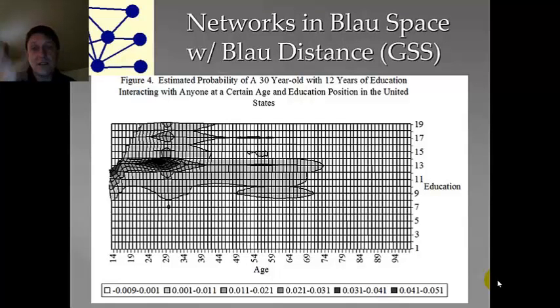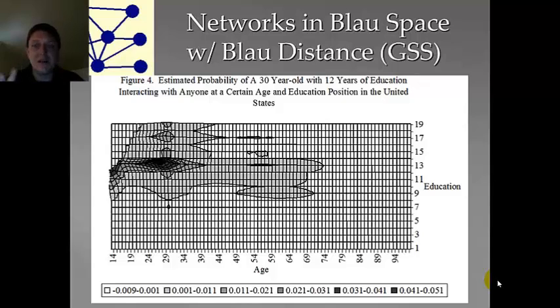What does this mean? Well, Peter Blau thought about homophily existing, number one, but also about the numbers of people in a population. And he said, well, we can think about this in a multidimensional way. That multidimensional space is often called Blau space. And what is it really?